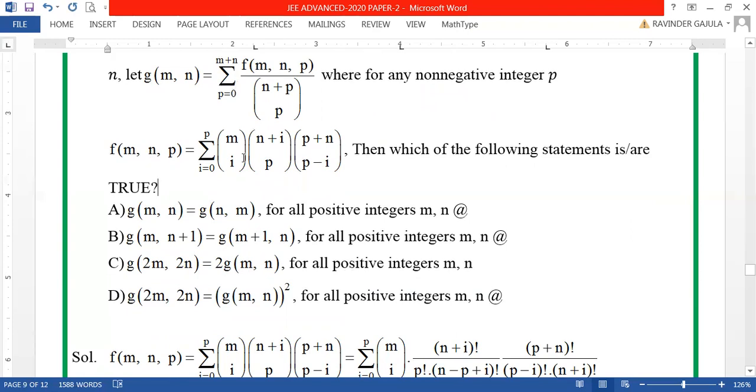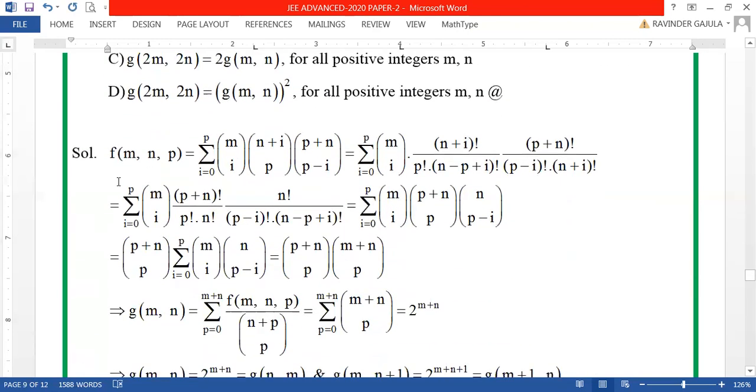Therefore, let us take this f m n now. Taking f m n, which is given as sigma i equal to 0 to p of m C i, n plus i C p, and p plus n C p minus i.